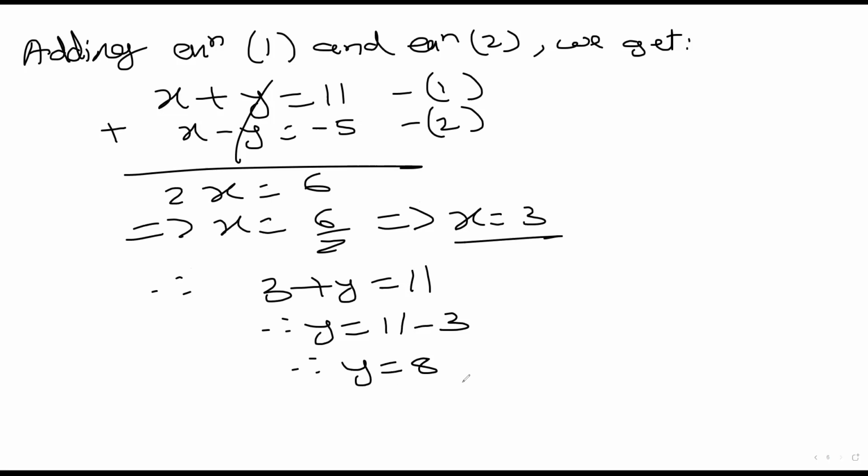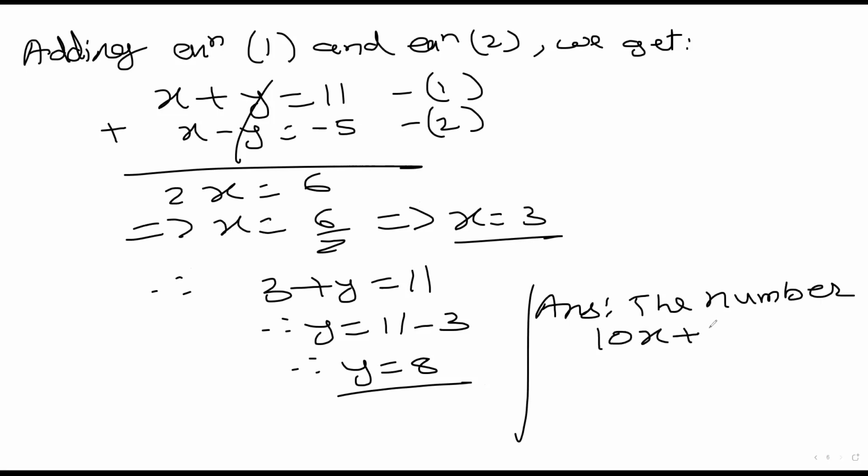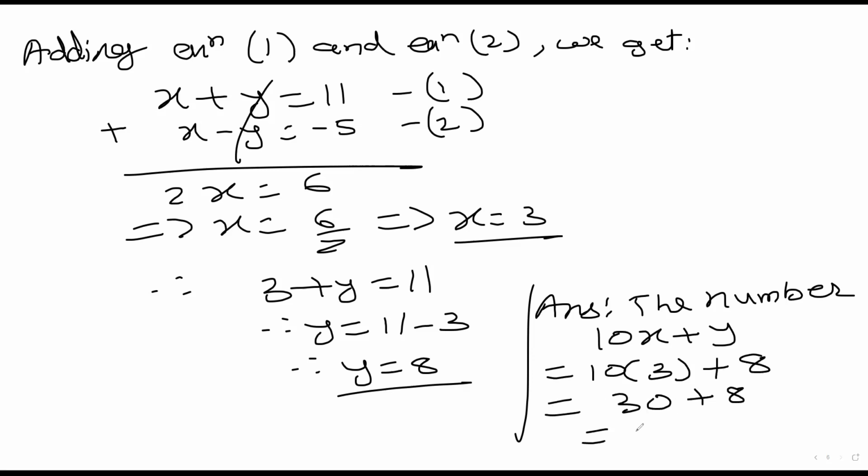Very nice. Is that clear? So what is the number? 10x plus y was the original number. So you get 10 into 3 plus 8. That is 30 plus 8. That is 38. So 38 was the required number.